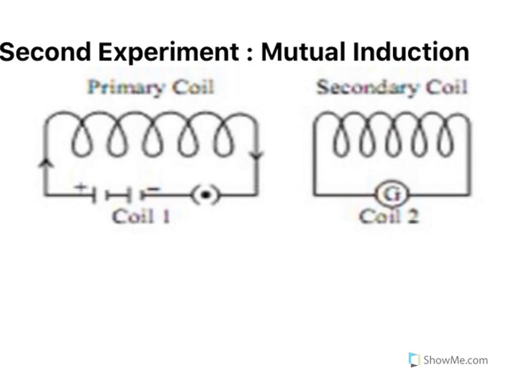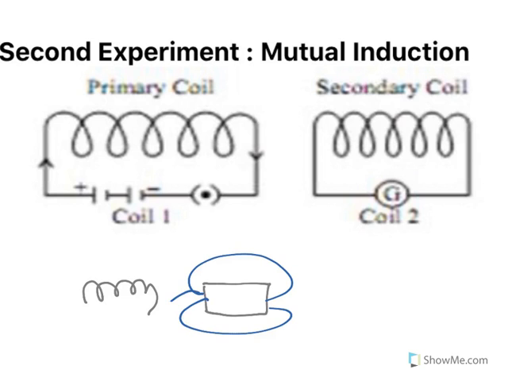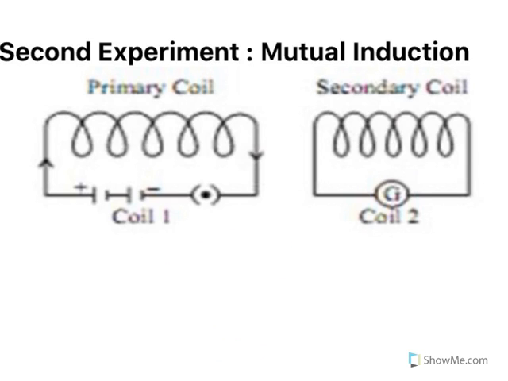Before we get on to this experiment, there is something we need to remind ourselves: whenever current flows through a conductor, a magnetic field is produced. In the earlier experiment, we had a coil and a magnet, and this magnet produced the magnetic field that we needed. However, now we have two coils. We don't have a magnet at all. But one of these coils will be used to produce a magnetic field, and that coil is called the primary coil. This primary coil is going to produce the magnetic field that we need to produce induced current.